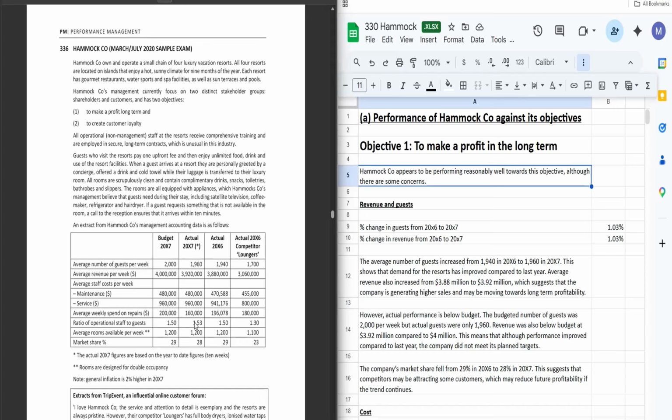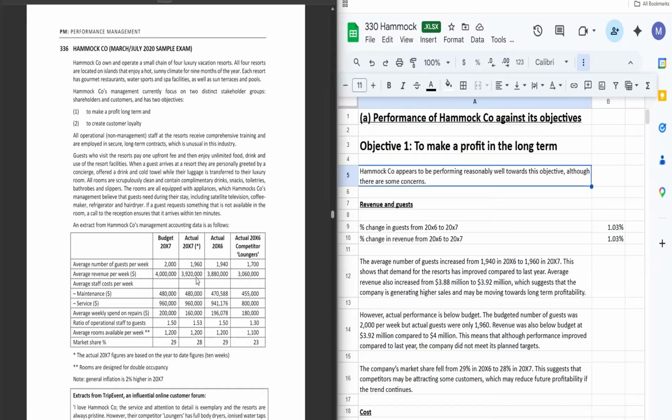So we have failed to achieve the target in some areas. In some cases we have really done well, and that's why I started by writing that Hammock company appears to be performing reasonably well toward this first objective, although there are some concerns. If we compare to last year's performance as well as competitors, we have really improved a little bit. So let's discuss all these figures.